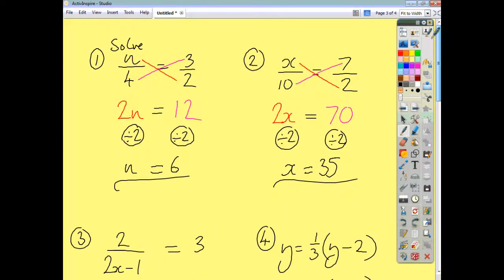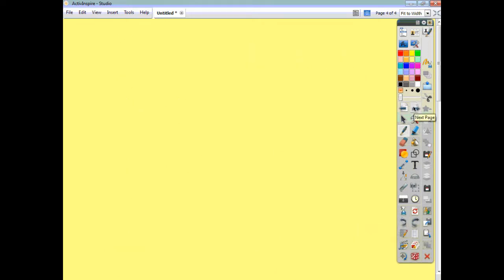So we can easily transform equations that look a bit complex into something that is definitely easy to solve. Remember, you can only use this technique when you have a fraction equal to another fraction. It doesn't work for anything else. Okay, so let's have a look and see if you can do a few questions yourselves.